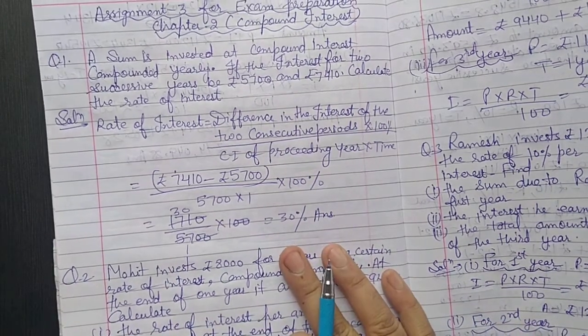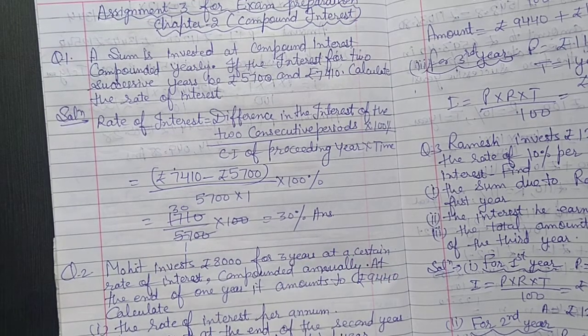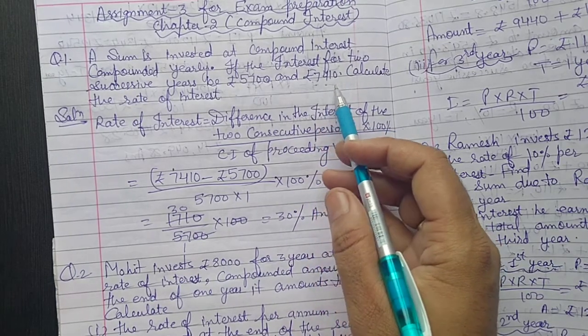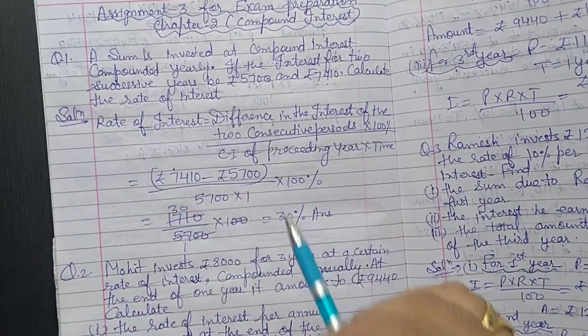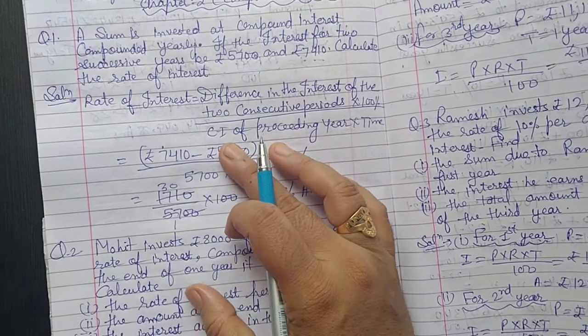Like the first question: a sum, means principal, is invested at compound interest compounded yearly. If the interest for two successive years, two successive means the first year and next year, is 5700 and 7410, calculate the rate of interest. Then the rate of interest formula is given in your book.